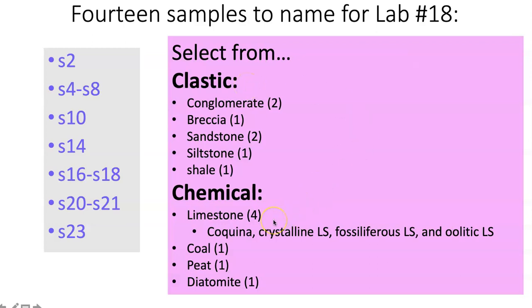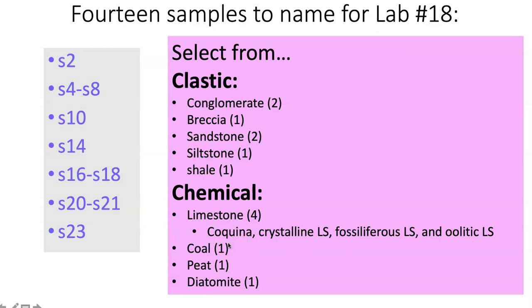You're then going to have 4 limestones, and those are subdivided into 4 distinct types of limestones: something called a coquina, crystalline limestone, which is sort of featureless, it's just crystalline limestone, fossiliferous limestone, which has fossils in it, and oolitic limestone, which has those little ooids in it that we've talked about before, those little tiny round concretions.